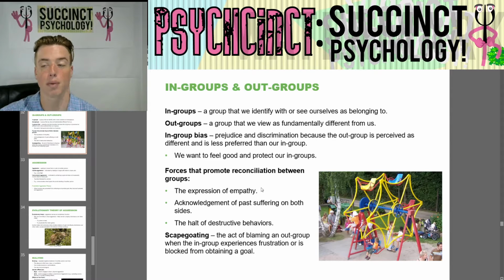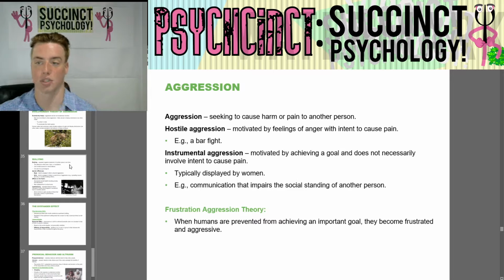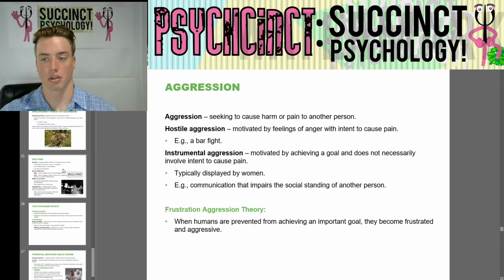Forces that promote reconciliation between groups are the expression of empathy, acknowledgement of past suffering on both sides, and the halt of destructive behaviors. Scapegoating is the act of blaming an out-group, so a group that we view as fundamentally different from us, when the in-group experiences frustration or is blocked from obtaining the goal. Next, we have aggression, which is seeking to cause harm or pain to another person.